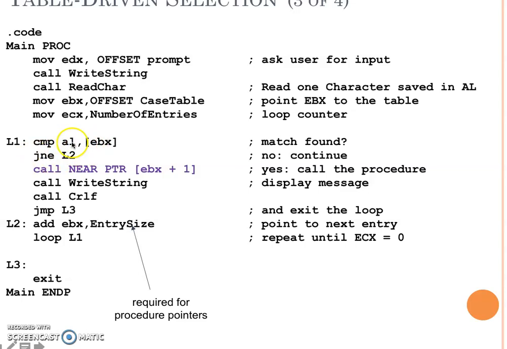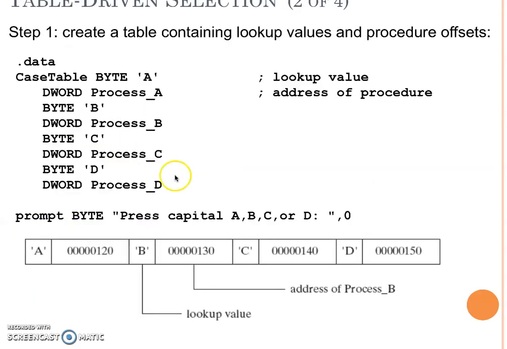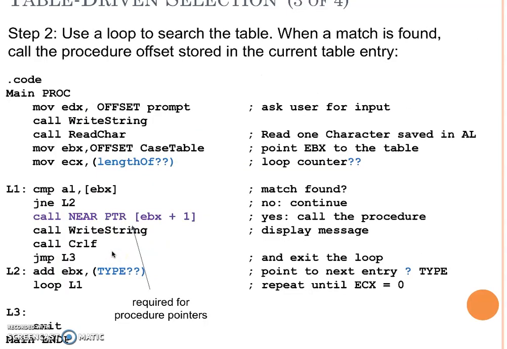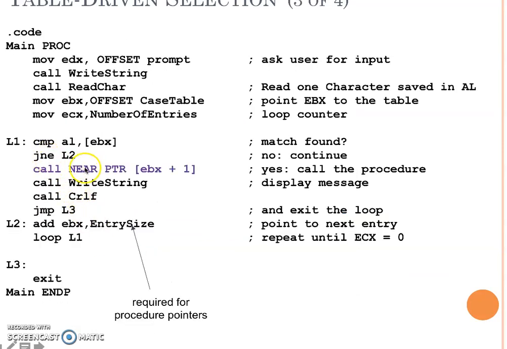After the user gives me the correct input, either A, B, C, or D, I need to call that procedure. So when I call the procedure, I just need to move the EBX by 1. Because earlier we said, your choice is this one, followed by the choice will be your procedure location. So here you just need to do the near PTR. Then EBX plus 1 will get which procedure you want to call.